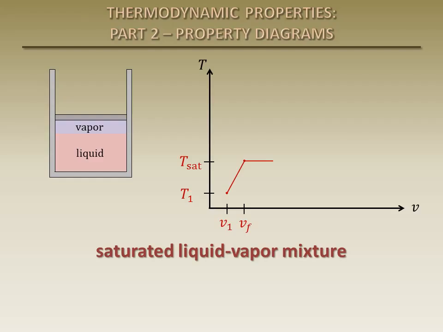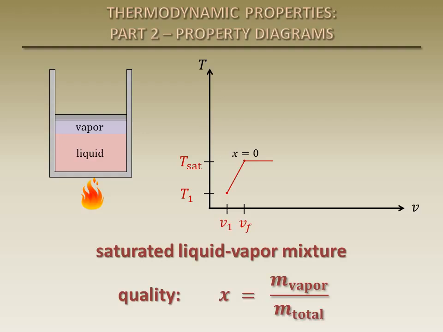This mixture is said to have some quality. The quality is a number between 0 and 1 and is defined as the ratio of the mass of the vapor over the total mass of the mixture. The quality of a saturated liquid is 0 because there is no vapor yet. As more energy is added, more of the liquid vaporizes, increasing the specific volume.